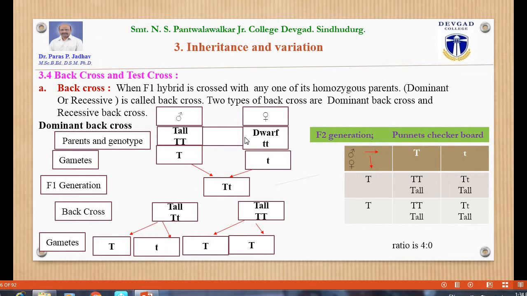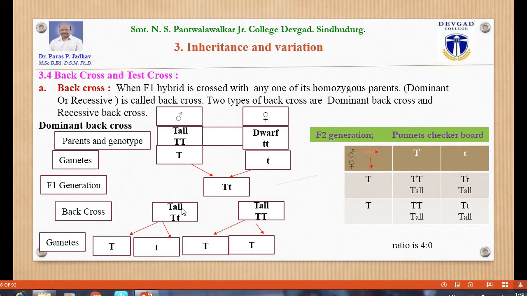Here the parents are tall and dwarf. The genotype of the tall plant is TT, and the genotype of the dwarf plant is tt. The tall plant produces gametes which contain T type of allele, while the dwarf plant produces gametes which contain t type of allele. During fertilization, fusion of the male gamete with the female gamete takes place, and it results in the formation of the F1 generation. The F1 generation shows genotype Tt, and it is a hybrid tall plant.